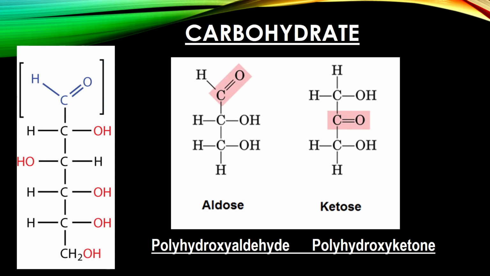Any compound that comprises more than one hydroxyl group and a carbonyl group is called a carbohydrate. If the carbonyl group is at the terminal end of the molecule, then it's called polyhydroxyaldehyde, and if the carbonyl group is present in the middle of the compound, then it's called polyhydroxyketone. So any compound that is a polyhydroxyaldehyde or polyhydroxyketone, or a substance that gives these compounds on hydrolysis, is called a carbohydrate.